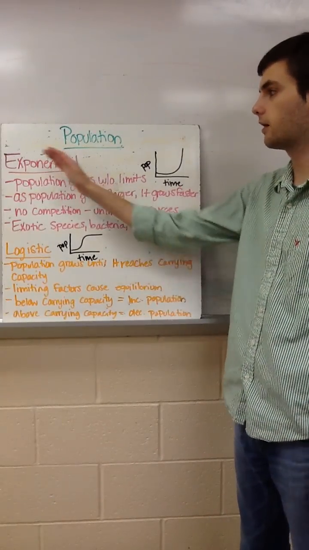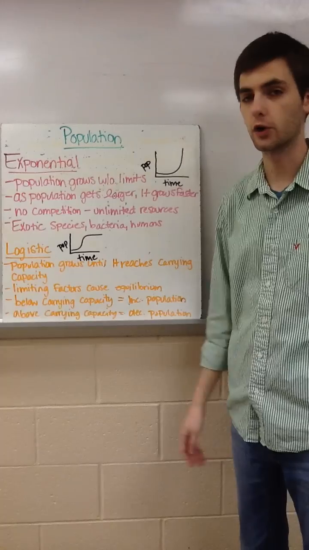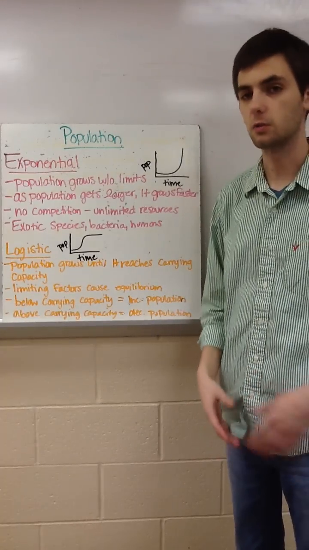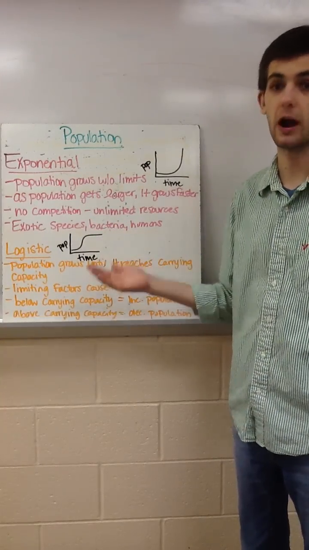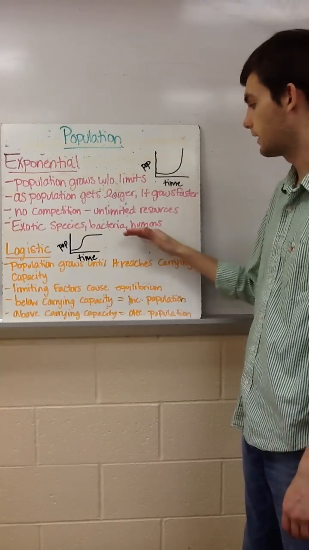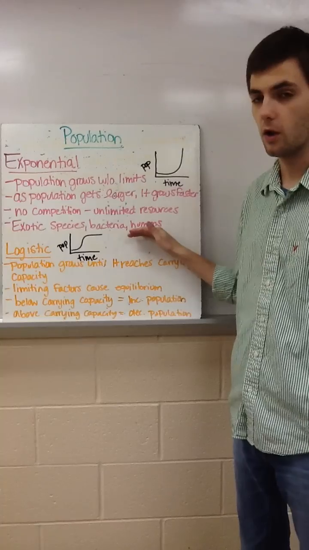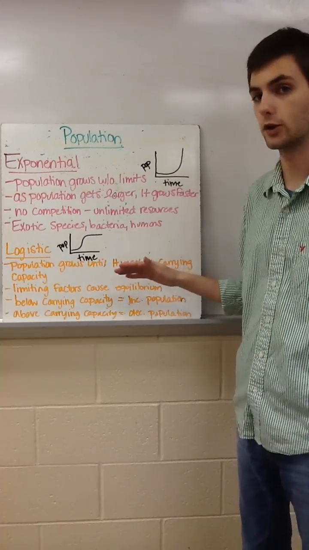And this type of population growth occurs in exotic species, which is what makes them invasive. It occurs in bacteria, which is why they reproduce so quickly. And it's also occurring in humans, although that's not necessarily a good thing.